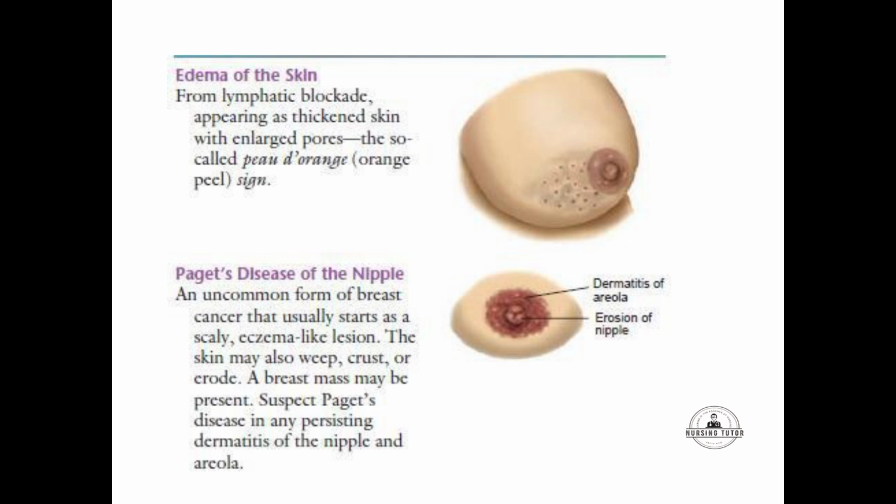Paget disease of the nipple is an uncommon form of breast cancer that usually starts as a scaly eczema-like lesion. The skin may also weep, crust and ooze. A breast mass may be present. Suspect Paget disease in any persisting dermatitis of the nipple and areola, and erosions of the nipple, as shown in the diagram.